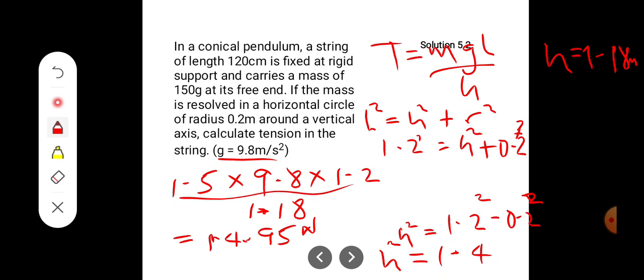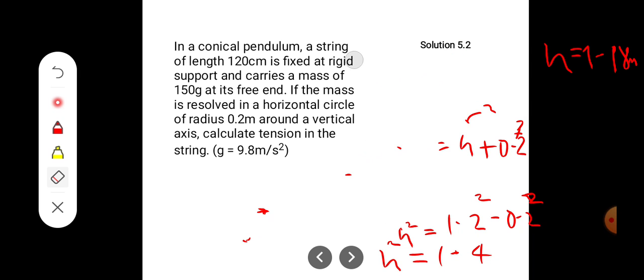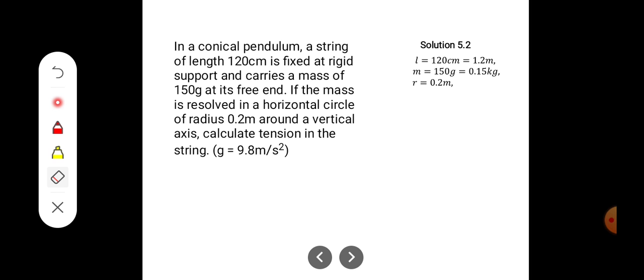I already have it written down, but let's go through it together. I didn't remember it was typed already, so let's still go through it again. So you see, your L is 120 centimeter, which is 1.2 meters. M is 150 grams, which is 0.15 kilogram. Then R is 0.2 meters.